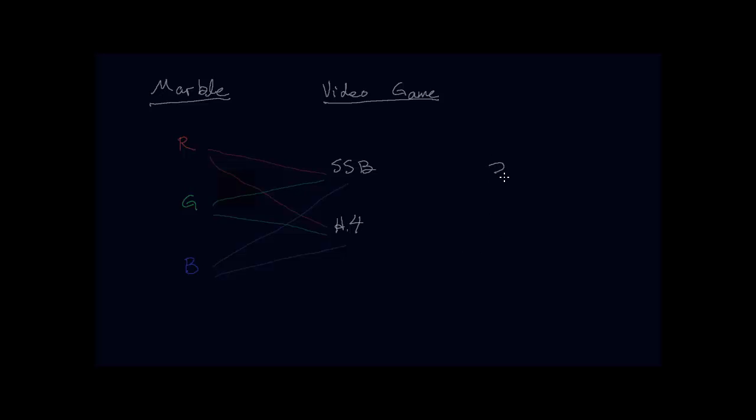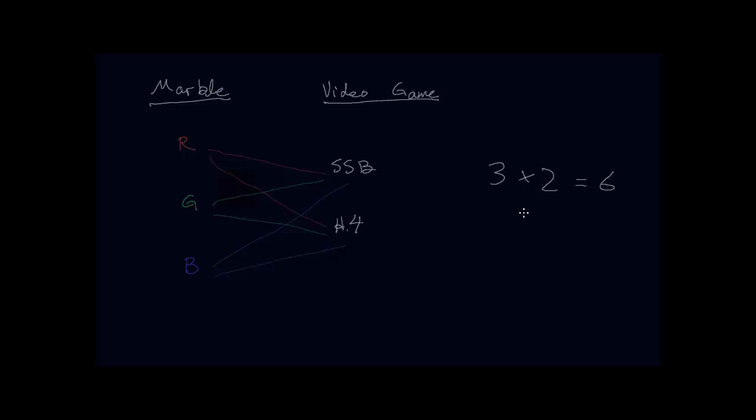So there are 3 marbles, and each marble can be linked with 2 video games. So each marble has an option of 2 video games. And since there are 3 marbles, then that means we have a total of 6 video games. For example, red can be linked with Super Smash Bros. and Halo 4. Green can also be linked with Super Smash Bros. and Halo 4. Blue can also be linked with Super Smash Bros. and Halo 4. So essentially we're adding 2 plus 2 plus 2, which is 3 times 2, for a total of 6 ways to make these loop bags.